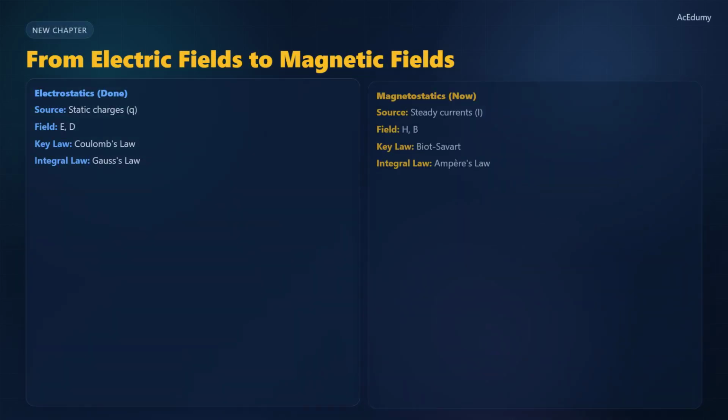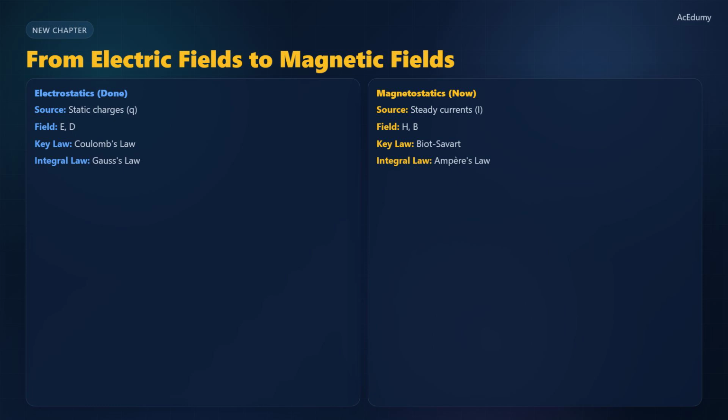So far, everything we've studied has been about electric fields created by static charges. Coulomb's law, Gauss's law, electric potential, all of that was electrostatics. Now we enter a brand new chapter, magnetostatics. Here, the source is not a stationary charge, but a steady current. And the first question is, what magnetic field does a current produce?